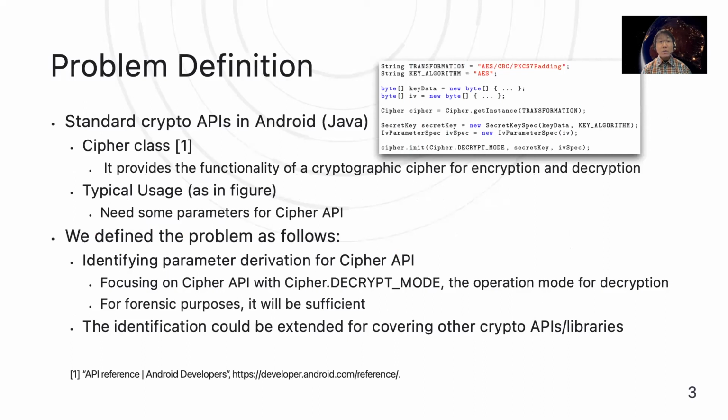Next, I'd like to explain our problem definition. It's common to use Cipher class API, which is the standard Java crypto API for data encryption in Android apps. For using Cipher class API, some typical parameters are needed. Then we defined our problem as an identification of parameter derivation used for Cipher API calls with Cipher decrypt mode. This could be extended for other crypto APIs.